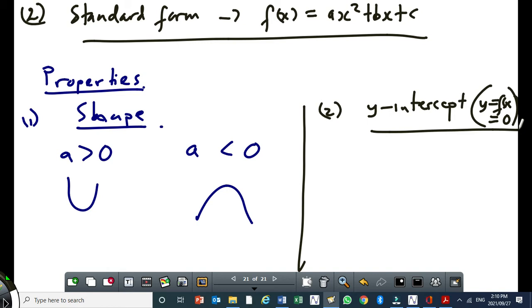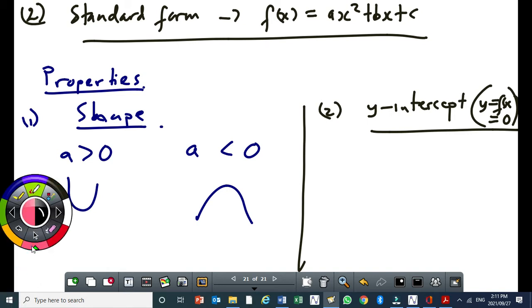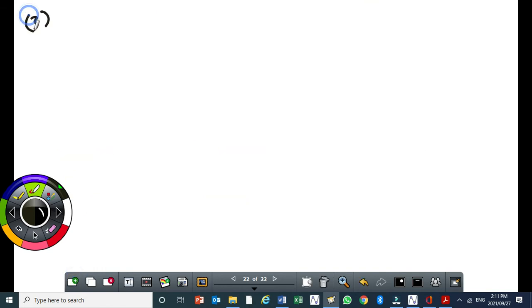X is 0. So if I put x equal to 0 here, what will be left? C. So your y-intercept is always equal to C. Your y-intercept is always equal to C. Then number 3, the x-intercept.